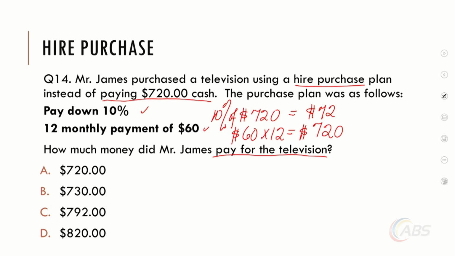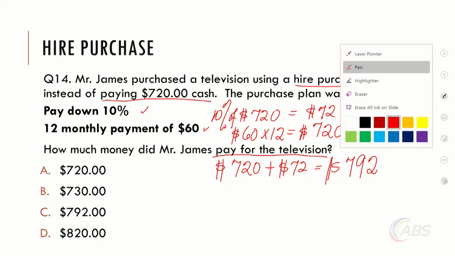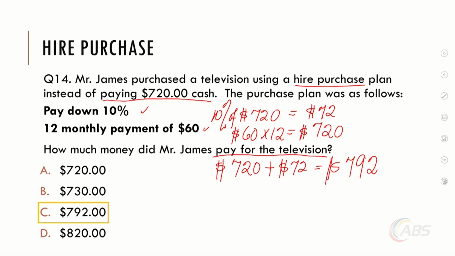So how much did he pay in all for hire purchase? He paid his down payment and his monthly payments. So he would have paid $720 and the $72 that he had to give them in order to take home the television. When you add those two, you get $792. Okay.